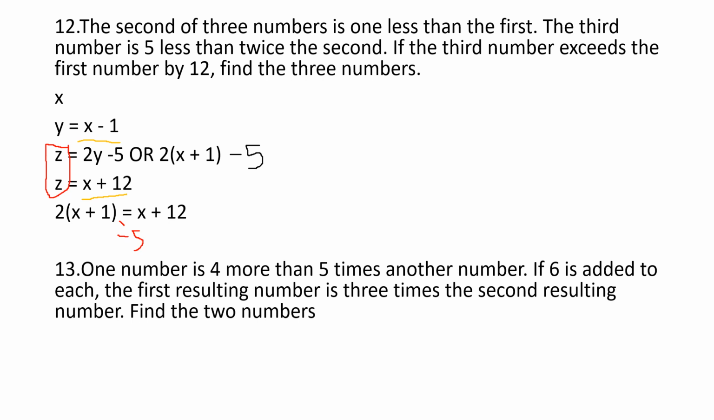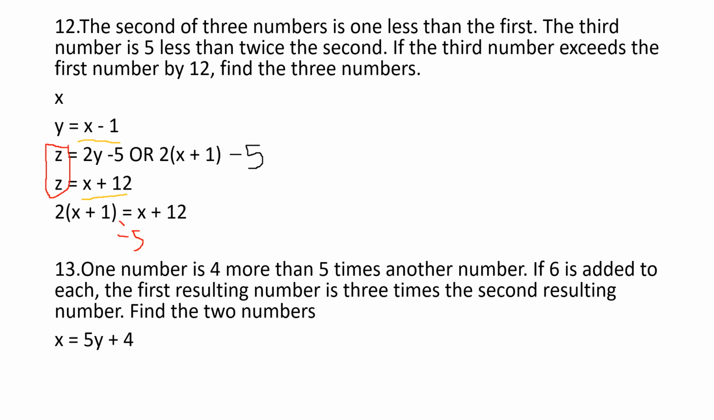One number is 4 more than 5 times the other number. If 6 is added to each, the first resulting number is 3 times the second resulting number. So our first equation is just going to be one number is 4 more than 5 times. So one number, x, is 4 more, add that, 5 times the other number.